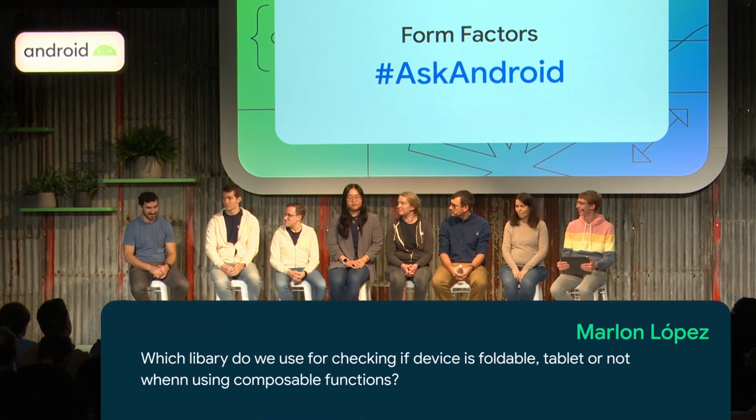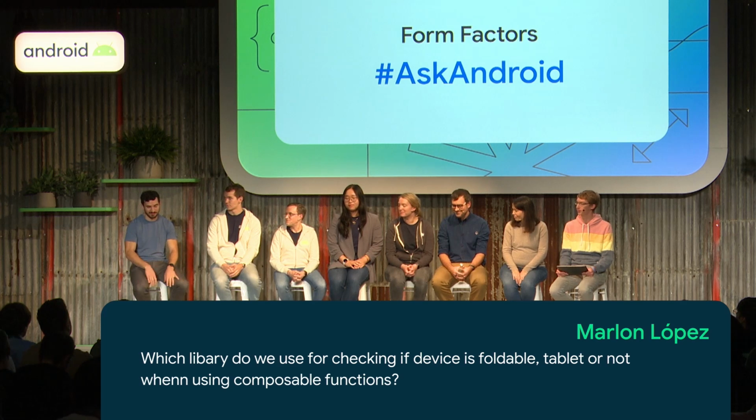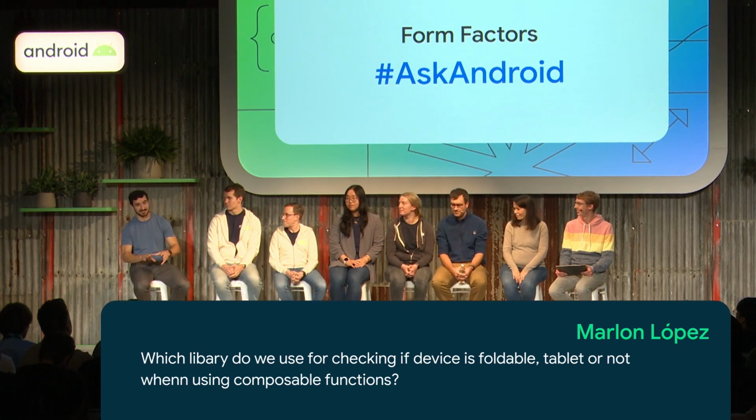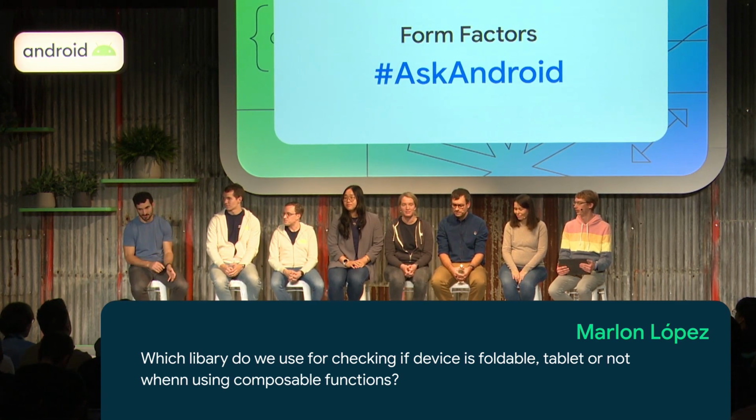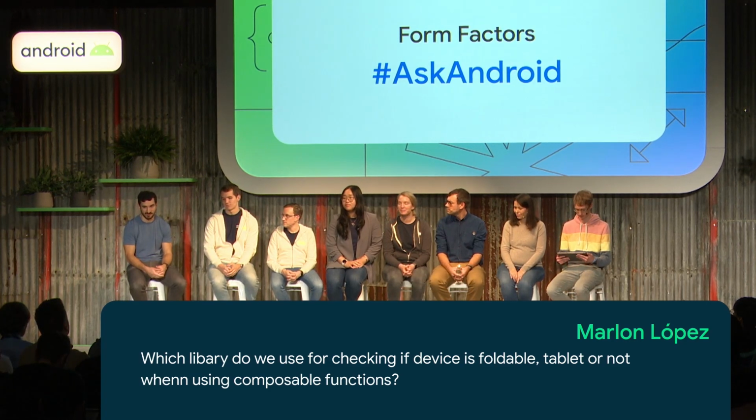So our first question that we have is from the live stream, which is, which library do we use for checking if a device is foldable, tablet, or not when using composable functions? Sure, I can take that. First, my recommendation is to not check if the device is foldable or if the device is tablet or not. Instead, check the active runtime environment of your application.